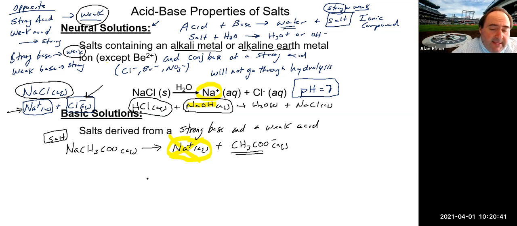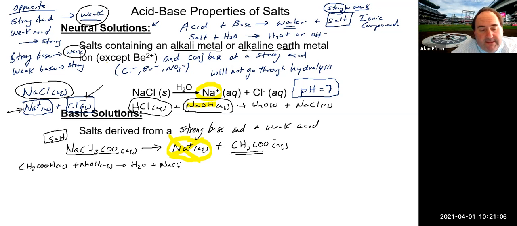Well, again, if we think about where the sodium acetate came from originally, it most likely came from a reaction of acetic acid and sodium hydroxide, which would produce water and sodium acetate. Well, we already identified the sodium hydroxide as being strong, which is why the sodium part is not going to do anything. But what about this guy? This guy right here is a weak acid.